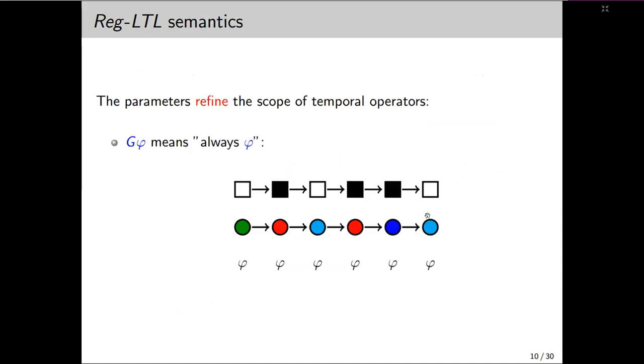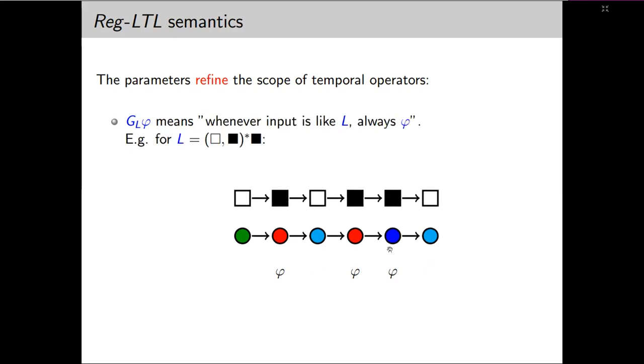So let's see. In conventional temporal logic, the temporal formula, for example, G phi means always phi, and it means that phi should be true everywhere on the trace. But using a parameter L, we can limit the scope of this temporal operator to the places where the input satisfies some particular pattern. So we parameterize the modality, we say G_L phi, and that means whenever the input satisfies the parameter L, the formula phi must be satisfied. So for example, in this picture, L is all the input sequences ending with the black box. So we have phi satisfied in any such place. And for the white boxes, we don't care.